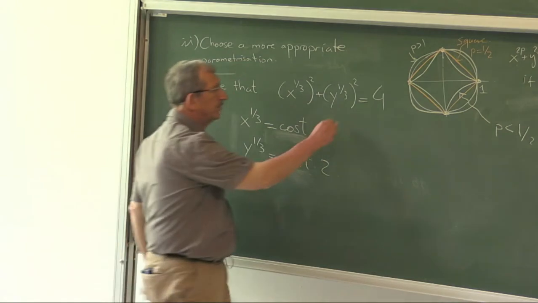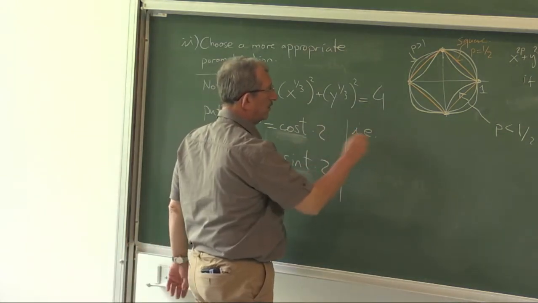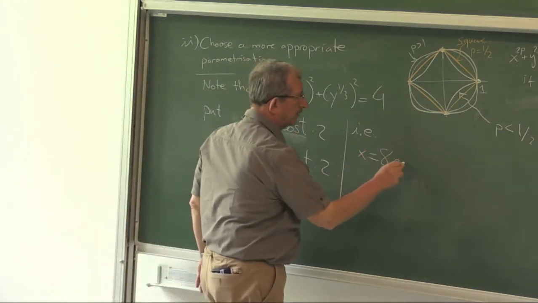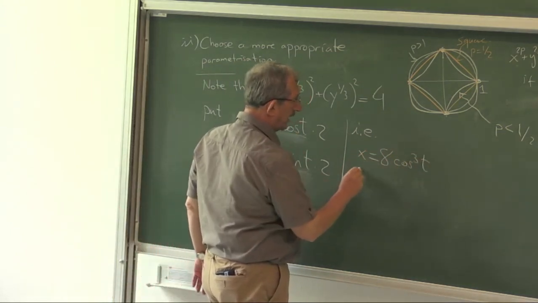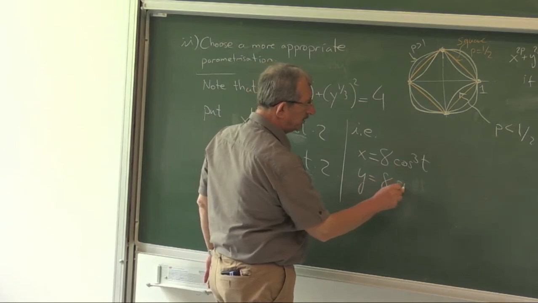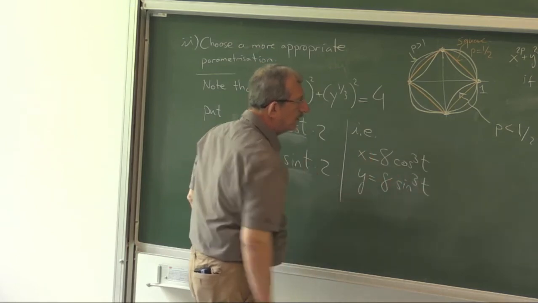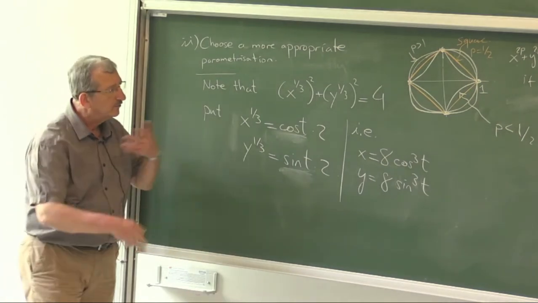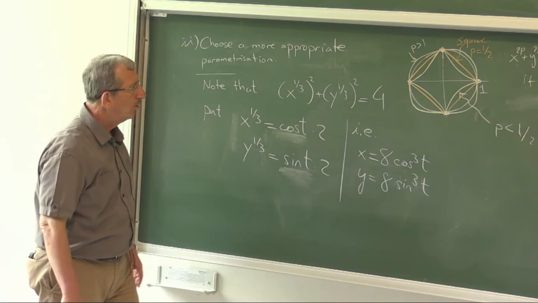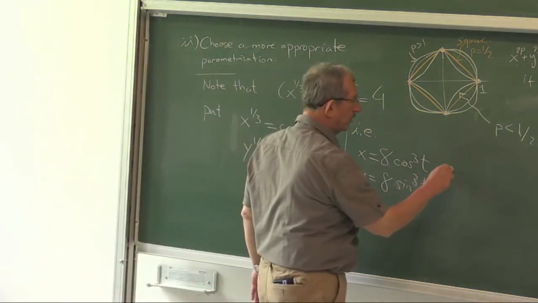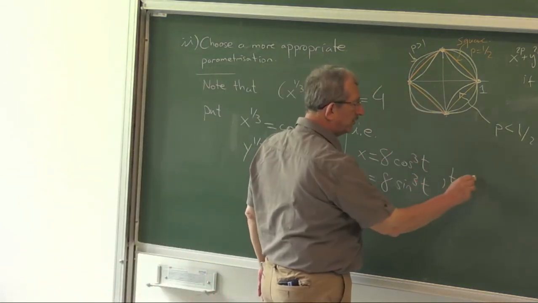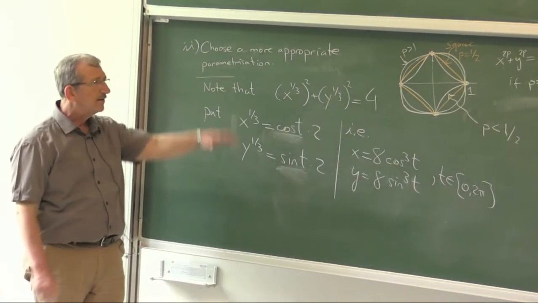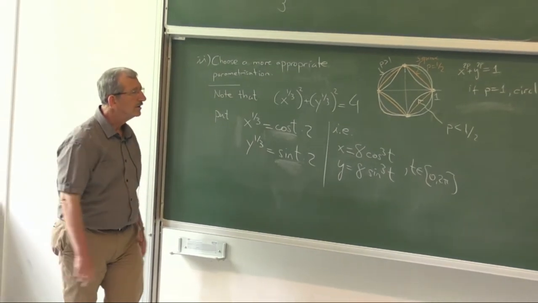So this is a parametrization. In other words, you put x to be 8 cosine cube t, and y 8 sine cube of t. This is similar to polar parametrization, but because of cube roots, you had to take the cube of them. And of course, similar to a circle, t runs from 0 to 2 pi, because t is the angle, and it makes a complete cycle.